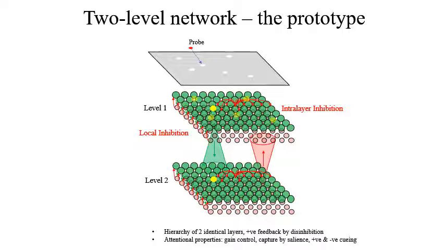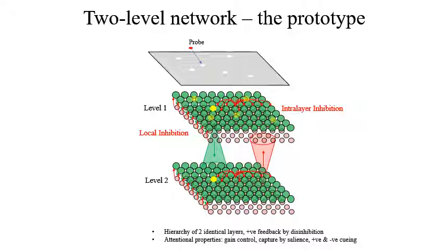Units are arranged in rectangular layers, each unit being connected topographically to units in the same or other layers. There are two basic connection parameters: the spread of connections with Gaussian weight profile and the maximum synaptic weight. Shown here is a two-level network that exhibits a number of lifelike properties and is the basis for what follows.